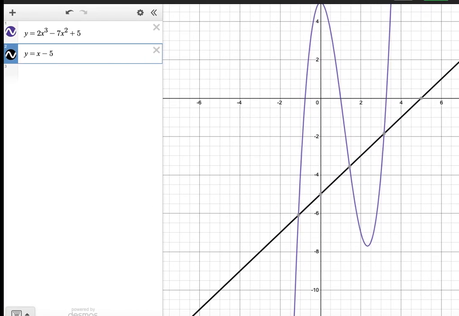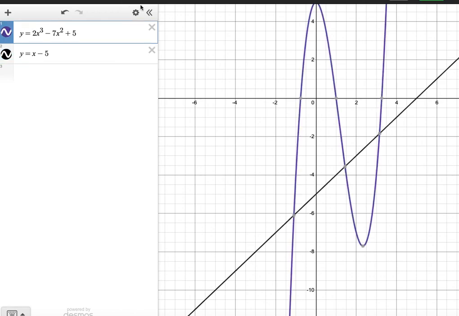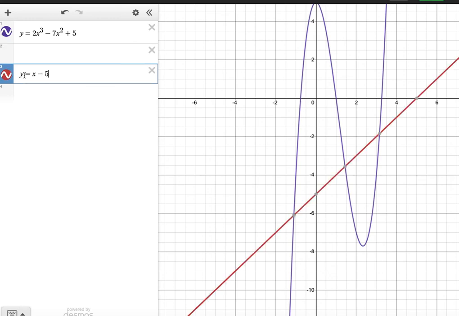And the question is, let's see, I'm going to change the color. Maybe not. Okay. I think it's fine. So we have a purple one and a black one. Actually, there we go. Purple and red. That's easier to see.